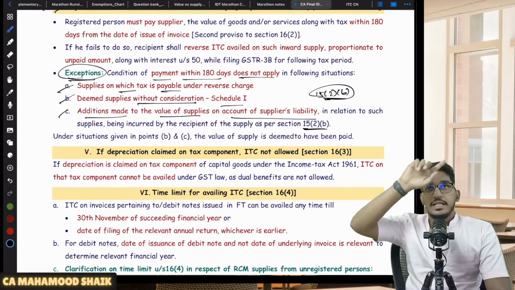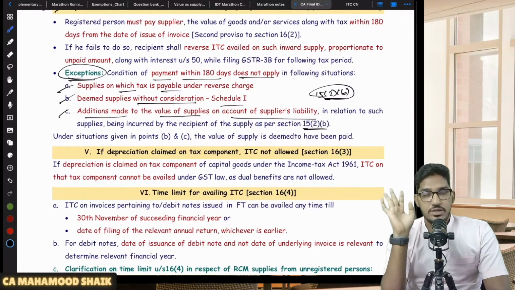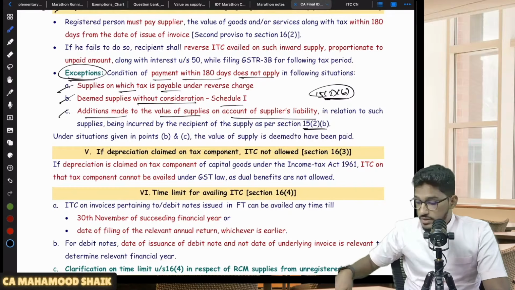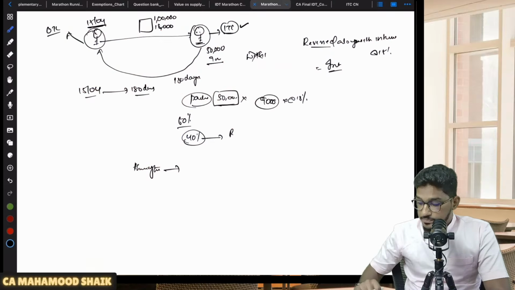If you remember, in the previous session on value of supply, I told you one concept. Amount paid by the recipient to a third party on behalf of the supplier, which is the supplier's obligation, should be added. That wedding event management example I have told. There was one supplier. So let me take you back to that example.